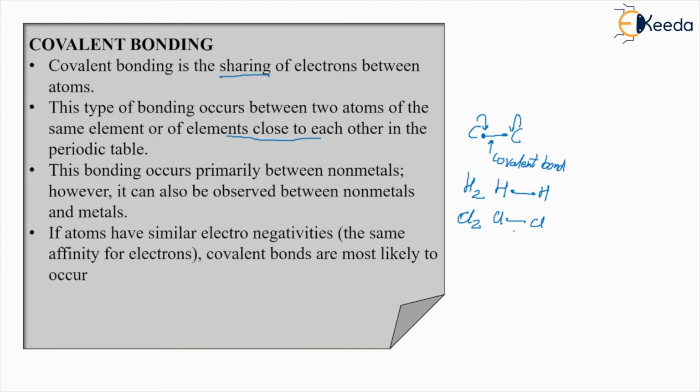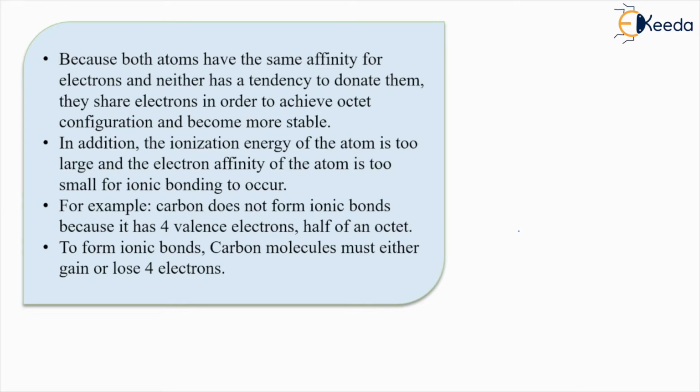This bonding occurs primarily between two nonmetals. If you can see over here, I have given examples of nonmetals. Carbon is a nonmetal, hydrogen is a nonmetal, chlorine is a nonmetal. It can also be observed between nonmetals and metals as well. If atoms have similar electronegativities, that means the same affinity for electrons, covalent bonds are most likely to occur. Because both atoms have the same affinity for electrons and neither has a tendency to donate them, they share the electrons in order to achieve octet configuration and become more stable.